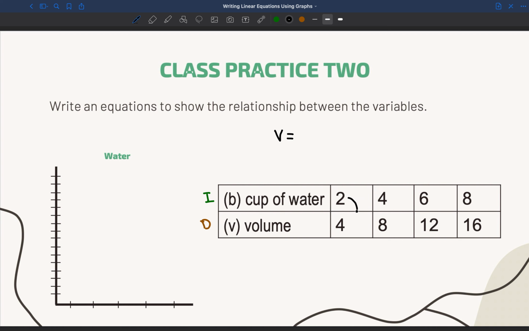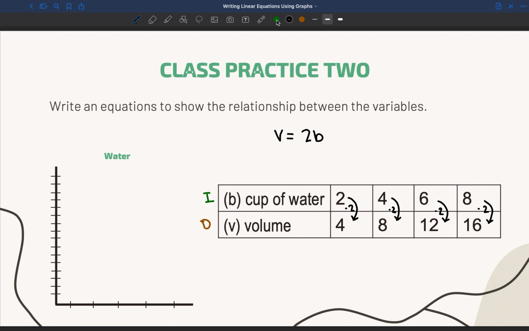So we need to multiply 2 times 2, which would give us 4. 4 times 2, which would give us 8. 6 times 2, which would give us 12. And 2 times 8, which would give us 16. So our linear equation would be v equals 2 times b.